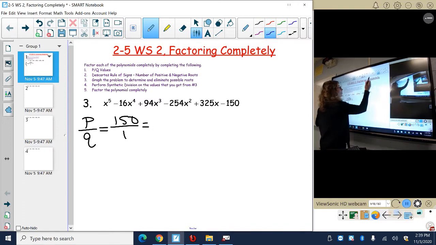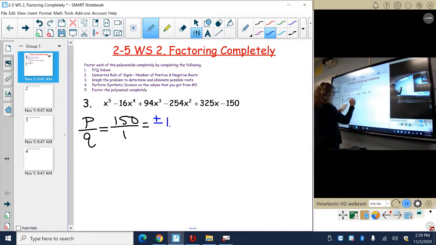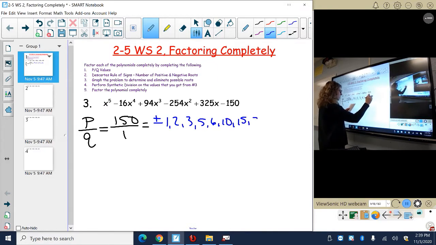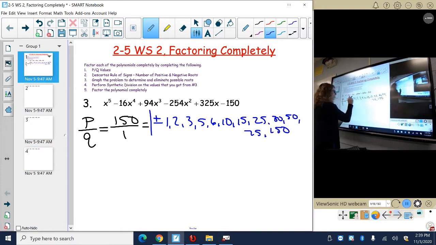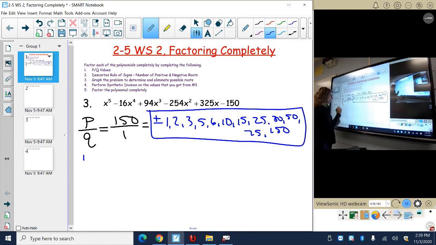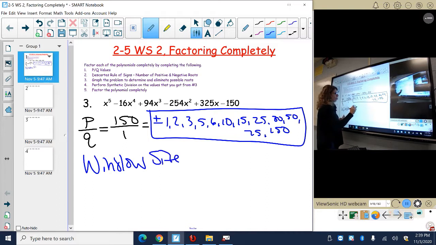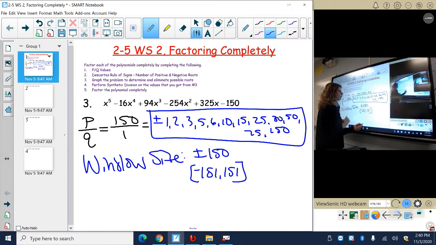So all the factors are going to be plus or minus 1, 2, 3, 5, 6, 10, 15, 25, 30, 50, 75, and 150. So that is the list. So your window size is going to be plus or minus 150, so that's going to be negative 151 to 151.